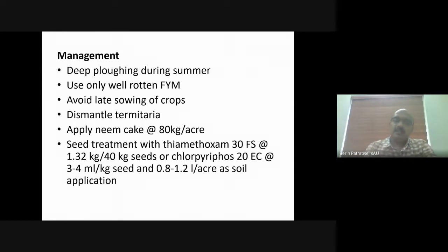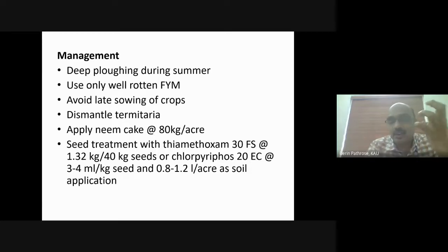Coming to the management, termite is a soil insect. Its termitarium will be in the soil and we have to go for deep plowing during summer. I will finish within a minute. Use only well-rotten farmyard manure and avoid late sowing of the crop, because late sowing will lead to water shortage at the end. Water shortage means chance of termite infestation. Dismantle termitaria, I think we all know termitaria.